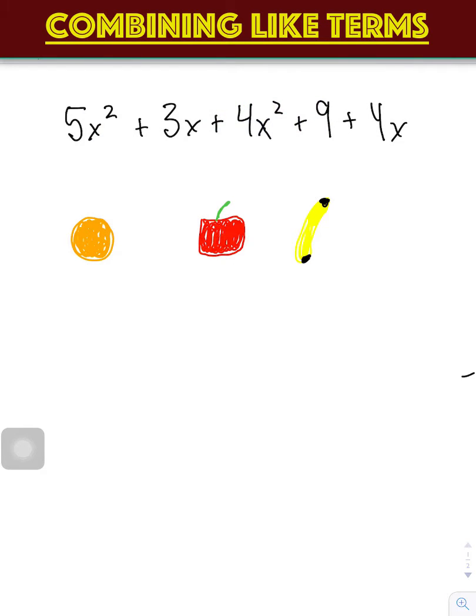You notice that Mr. Dugal has one set of 5 oranges and another set of 4 oranges. You also notice that Mr. Dugal has a set of 3 apples and another set of 4 apples. And finally, you notice that Mr. Dugal has a bunch of 9 bananas. And when you ask Mr. Dugal how many oranges he has, he counts his 5 oranges and his 4 oranges.